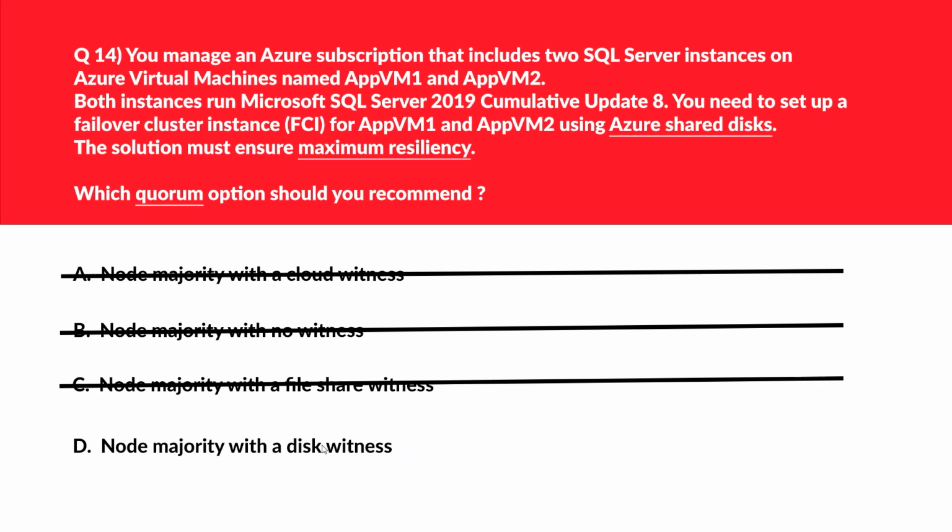Node majority with a disk witness is a highly recommended configuration for failover cluster instance, that is FCI, when using Azure Shared Disk, as it provides the required resiliency and high availability in case of any failure as required by the question. Looks good. We'll log D as the right answer.